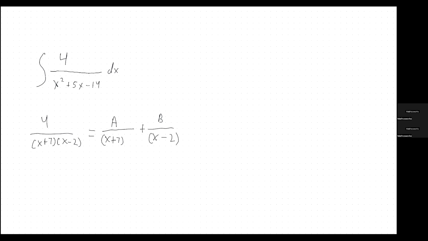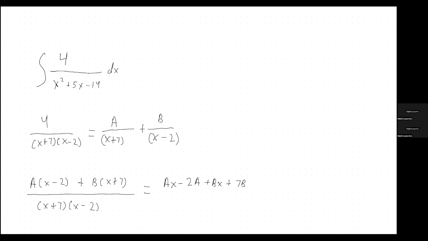So let's do that. So A times the x minus 2 plus B times the x plus 7. And we put that over the combined x plus 7 times x minus 2. And so that would get us Ax minus 2A plus Bx plus 7B. And we put that all over our x plus 7 times x minus 2.